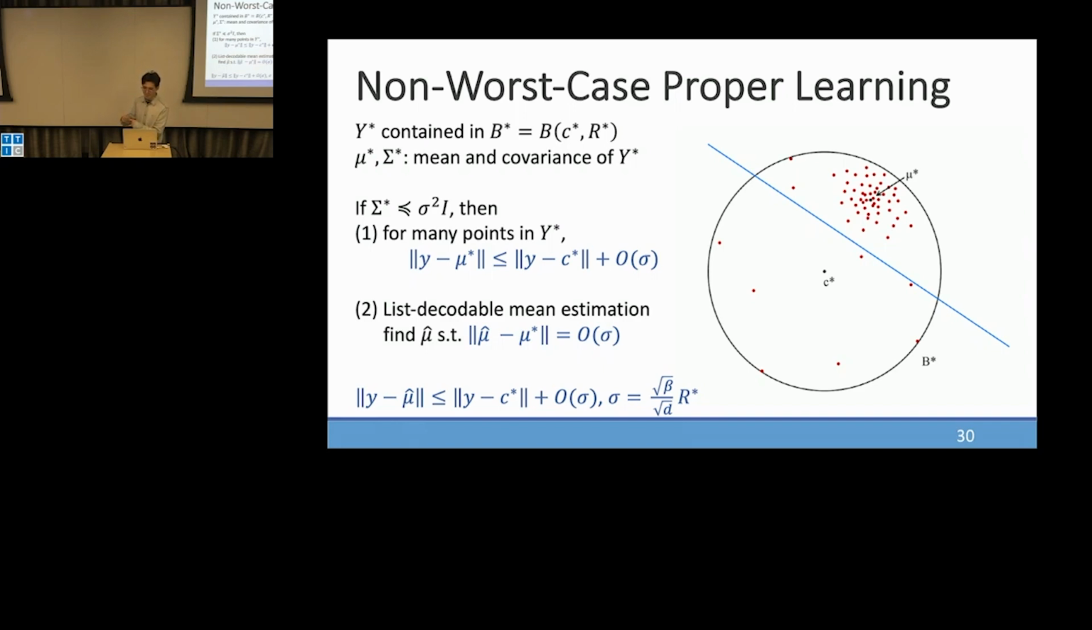Many points in y star are actually closer to mu star, the true mean of y star. And the second thing is that with list-decodable mean estimation, we can find a mean estimate mu hat very close to mu star. And combining this, we can find a good ball that covers the points in this optimal ball.